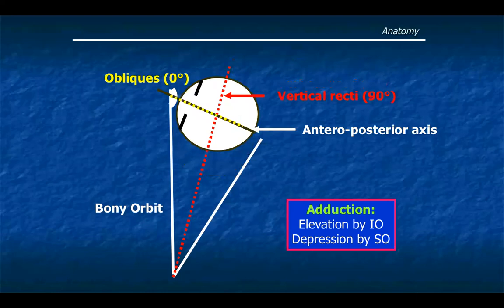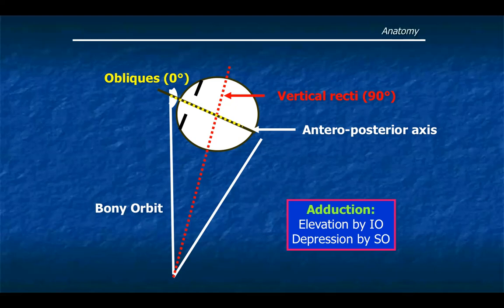On the other hand, if we adduct the globe, and adduction here is done by the medial rectus, if we adduct the globe by 51 degrees, the muscle axis of the obliques is now parallel to the visual axis. In this position, the inferior oblique will be the only elevator of the eye, and the superior oblique will be the only depressor of the eye. The vertical recti are now almost perpendicular to the visual axis, so they cannot elevate or depress the eye, but they can only do the other actions of adduction and torsion.